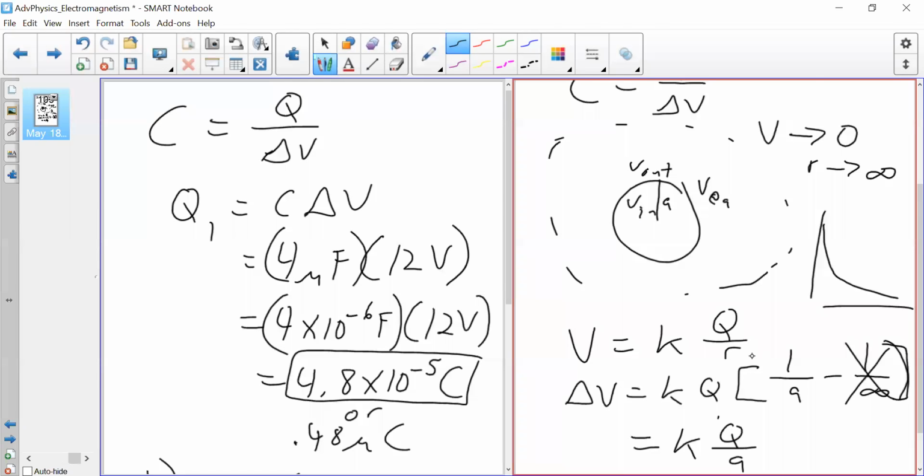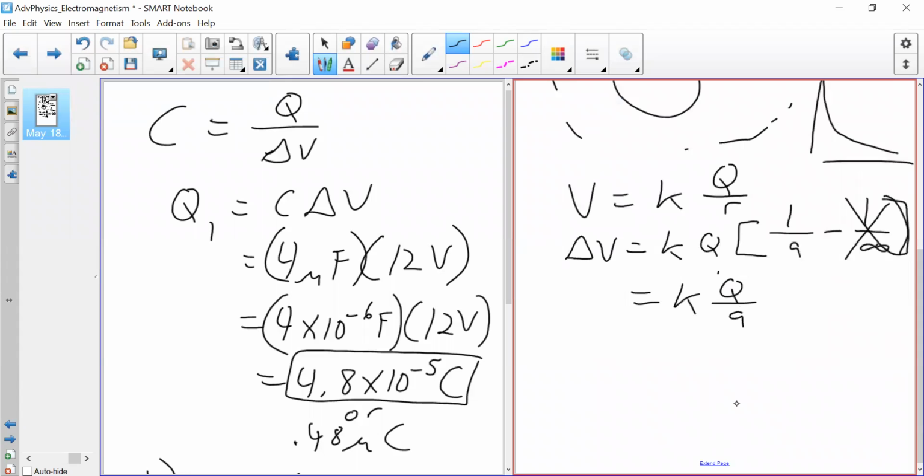Now is that clear? Let's stop for that. If we had, like we said before, these two plates, we have a voltage difference. That's not at infinity, but pretend that this would be at infinity. The voltage difference would be given by this. Does that make sense?